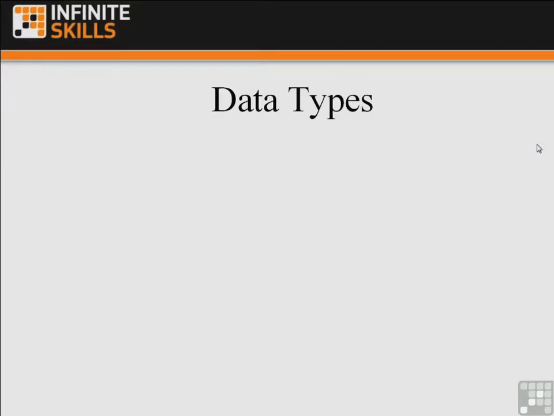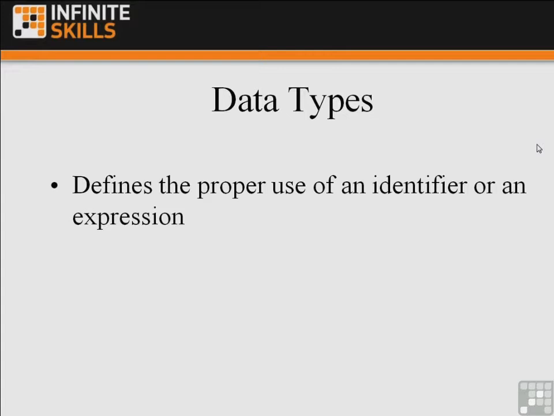In this chapter, we're going to talk about the basic building blocks of a Java program, and that's data and data types. This particular lesson will provide an introduction to data types and a reason for why we need to use data types in our programs. First of all, a data type defines the proper use of an identifier or an expression.